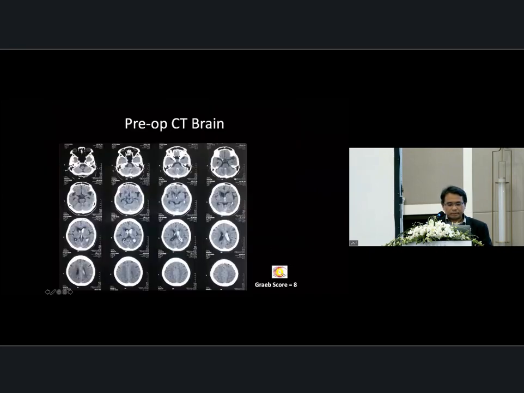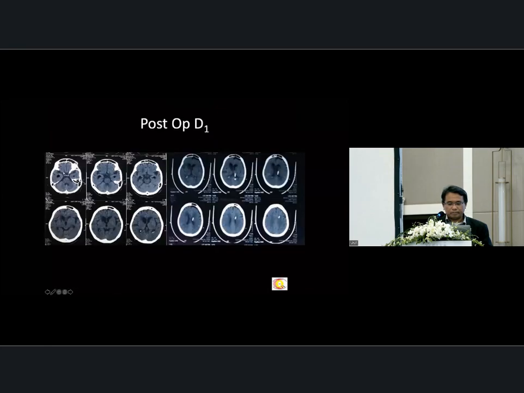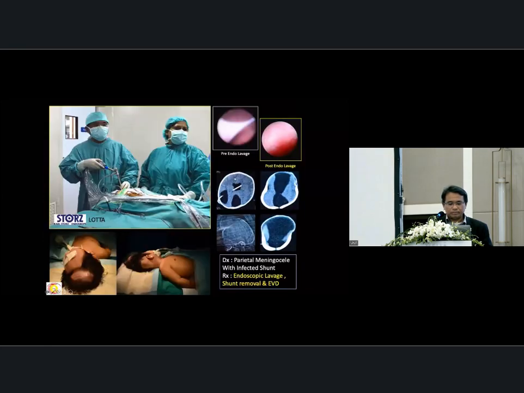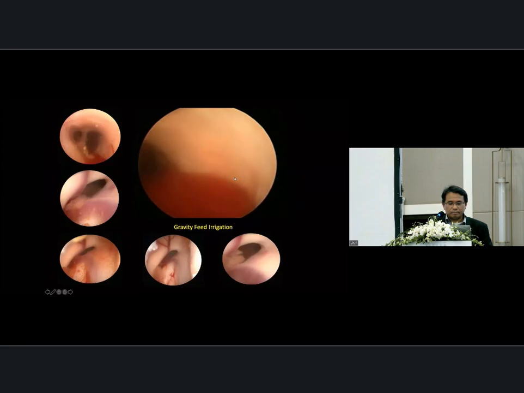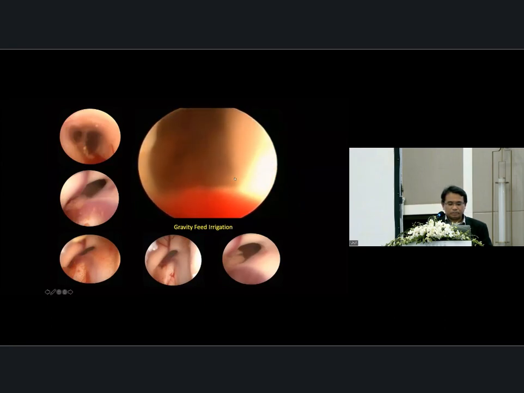This is an example of IVH and post-op. So we also use this for other cases. For example, this case with parietal meningocele with infected shunt, we do lavage and remove it because the shunt gets blocked. So now you can see the repeated shunt malfunction. As you enter the endoscope, there is an oily material. So this is how and why your shunt gets blocked intermittently.